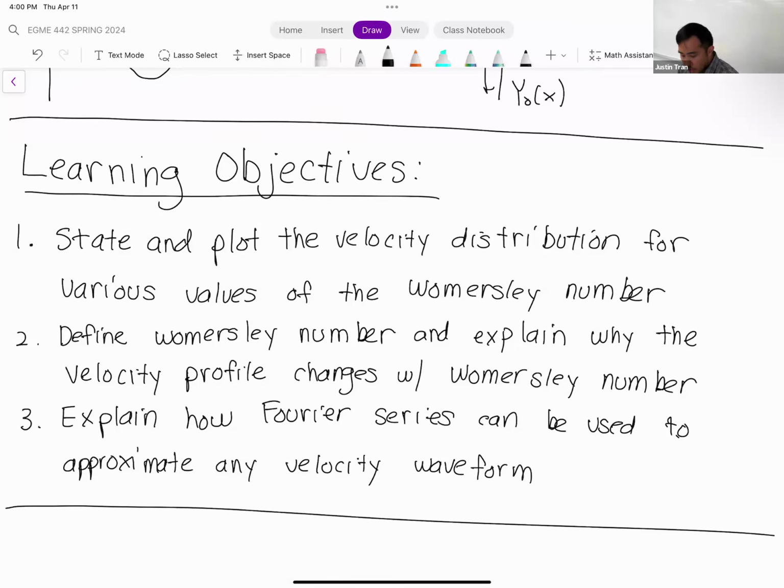Okay. So the plan for today is to continue with our set of lecture notes that we started on Tuesday. So we're talking about velocity distributions in blood vessels, mostly unsteady velocity distributions. And so we'll continue on with that. I think we should probably finish up those lecture notes today, and then we'll go from there.